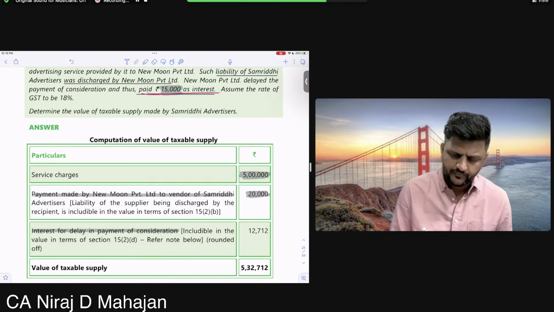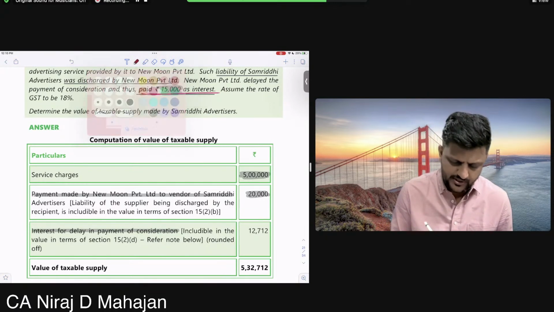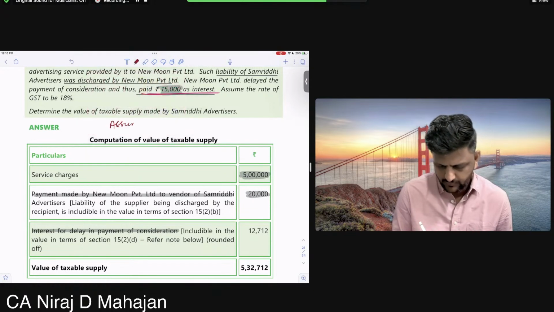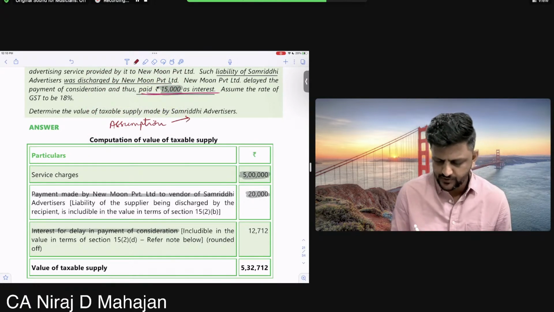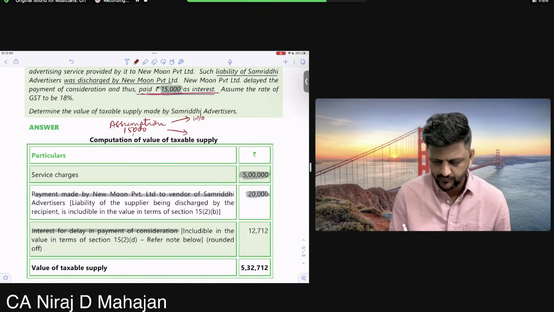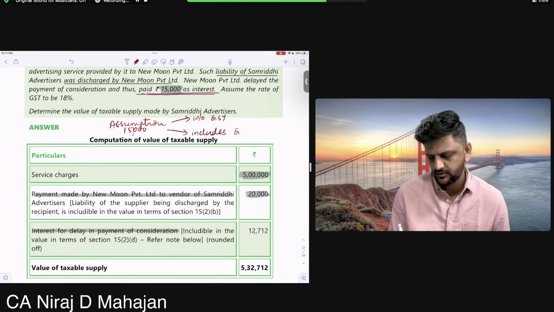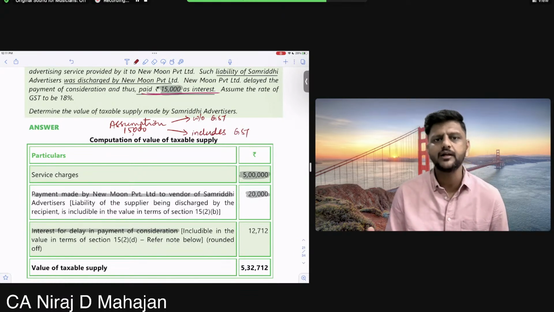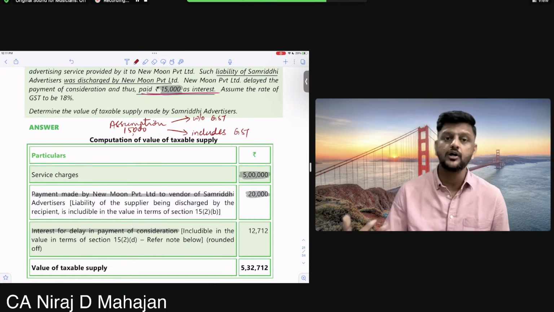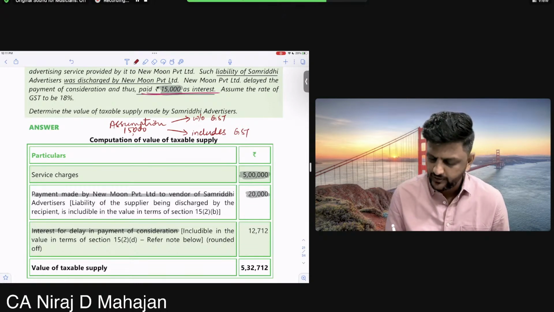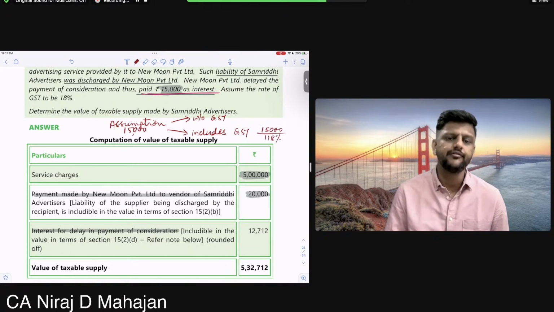How? Assumption. Pay attention. Assumption is what? There are two assumptions. 15,000 without GST, and 15,000 includes GST. But 15,000 is overall interest along with GST. So if I reverse calculate, 15,000 divided by, do it on calculator, 15,000 divided by 118%.